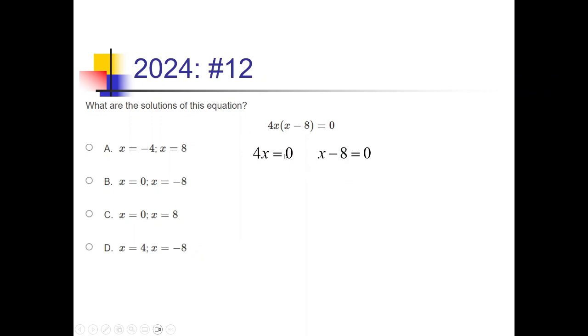For this first equation, I just divide both sides by 4, and I get x equals 0. And over here, I can just add 8 to the other side and get x equals 8. So we have 0 and 8. 0 and 8 is going to be choice C.